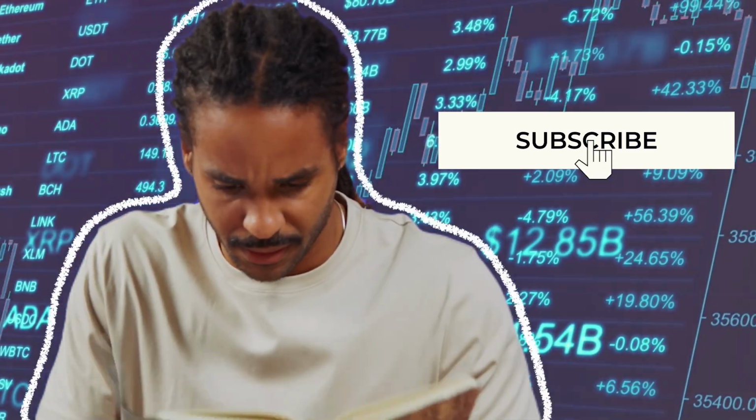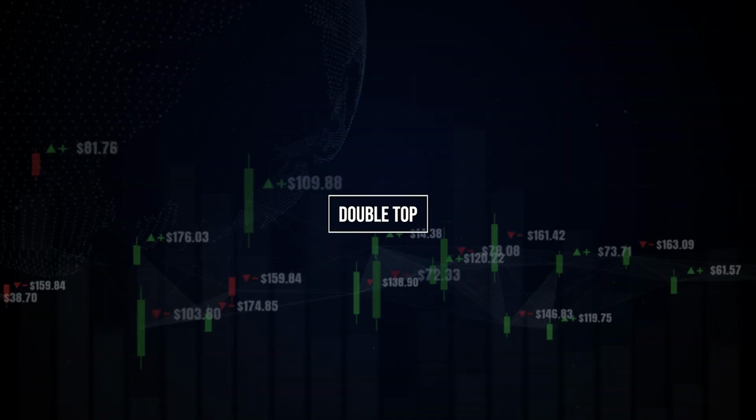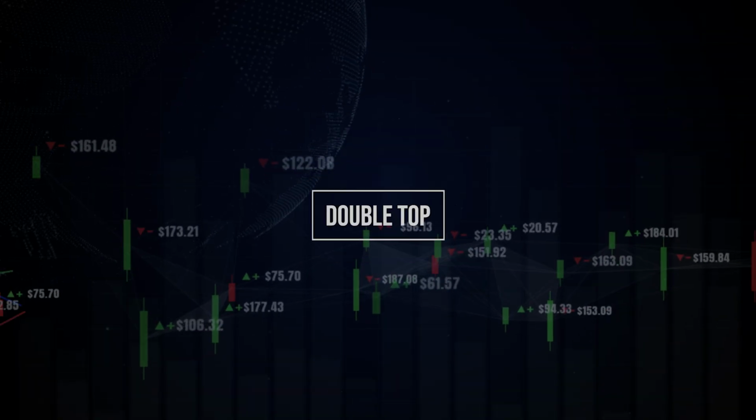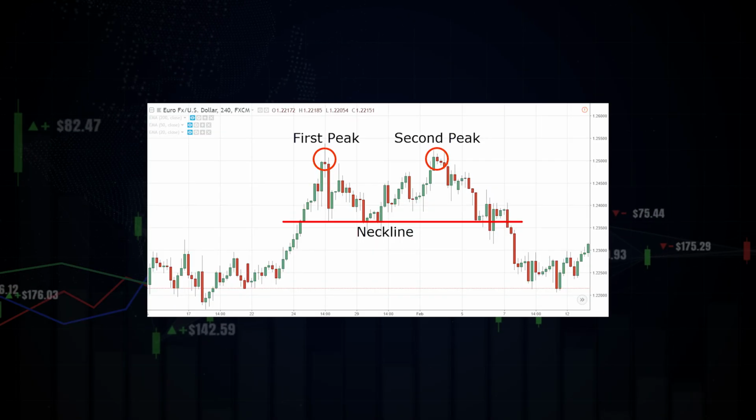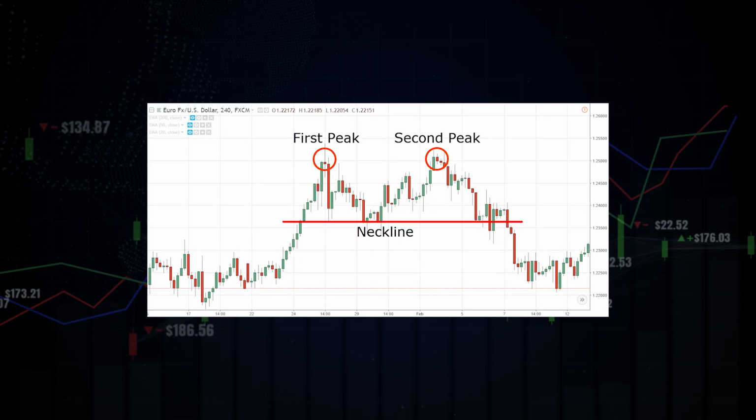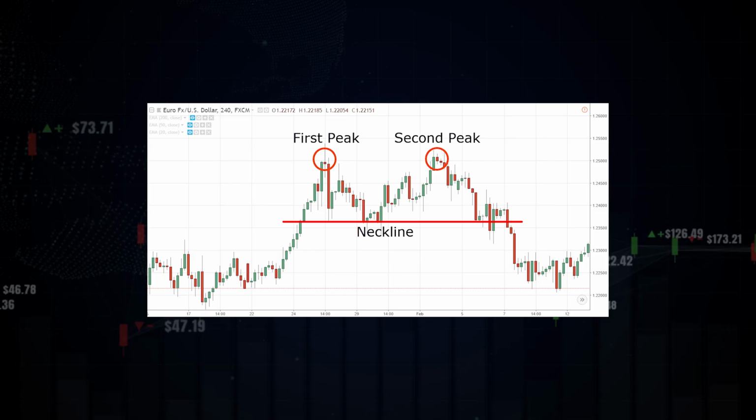Now, let's get to the point. The first pattern is called double top. It is the simplest, at the same time one of the most reliable models, especially on higher time frames. The idea behind it is that the market tests the same level twice and still can't break through it. Each new push gets weaker and the pullbacks get deeper. Psychologically, this is when buyers lose the initiative.